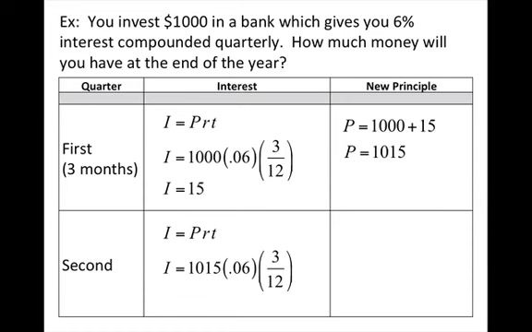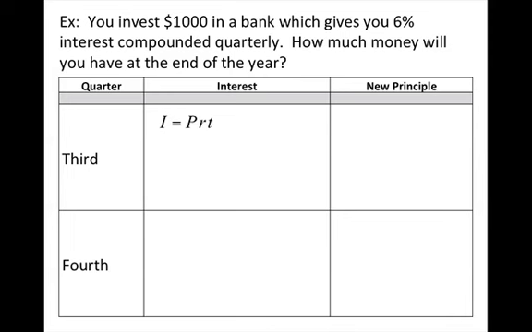So for the second quarter, the interest that I earn, I can calculate that by 1,015 times 0.06 times 3/12. If I multiply this on my calculator, I get that the interest is $15.23. So now at the end of the second quarter, my new principal is the $1,015 that was already in my account, plus the interest that the bank is giving me, the $15.23. So at the end of the second quarter, my new principal is $1,030.23.